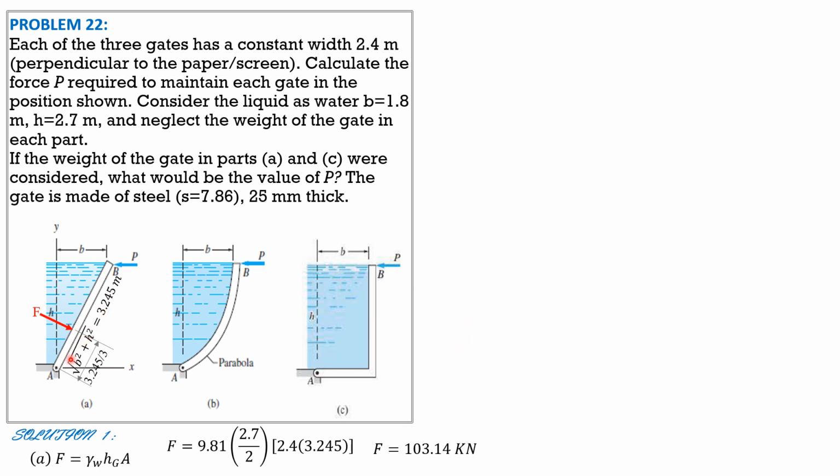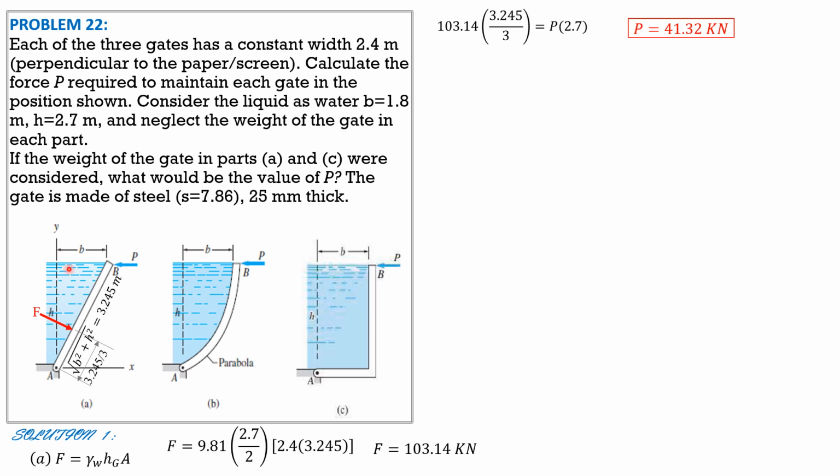Then summation of moments about A equals 0. P times H, P times 2.7 equals F times 3.245 over 3. So 103.14 times 3.245 over 3 equals P times 2.7. From there, we can solve for P. P is equal to 41.32 kilonewtons.